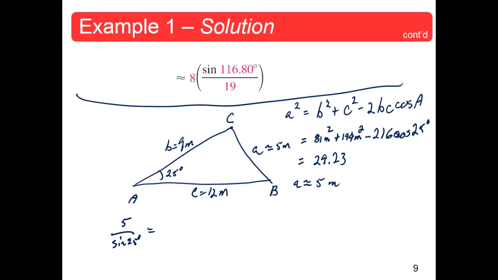So this time we go for the little one, okay? That would be 9 over the sine of B. And what does that produce? We're looking for this one, so the product we know is 5 times the sine of B is equal to 9 times the sine of 25 degrees divided by, and then we'll divide that by 5. Okay?